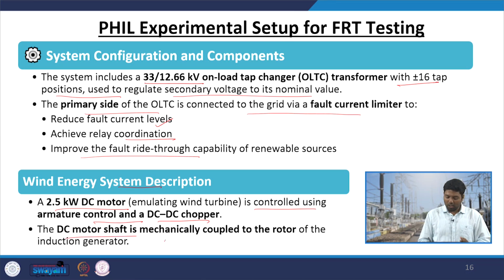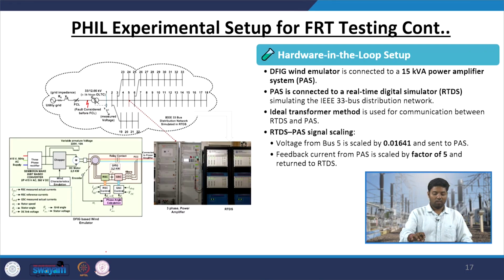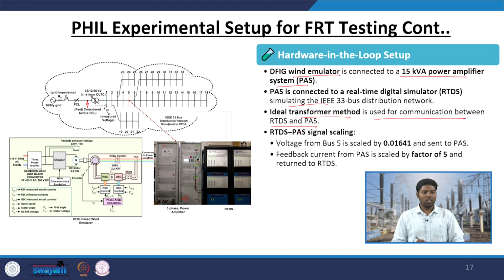The DC motor shaft is mechanically coupled to the rotor of the induction generator. So, this is the overall setup. Again, you have a power amplifier to connect the DFIG wind setup with a 15 kV power amplifier to the actual 33 bus system which is inside the RTDS. An ideal transformer method is used for communication between the RTDS and the PAS.